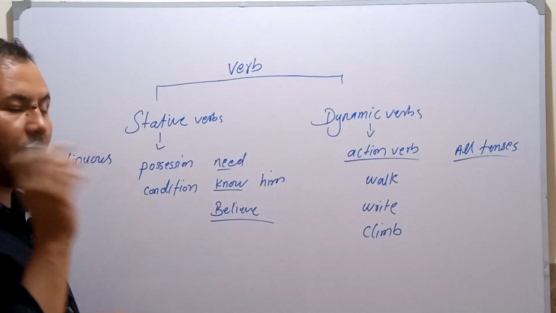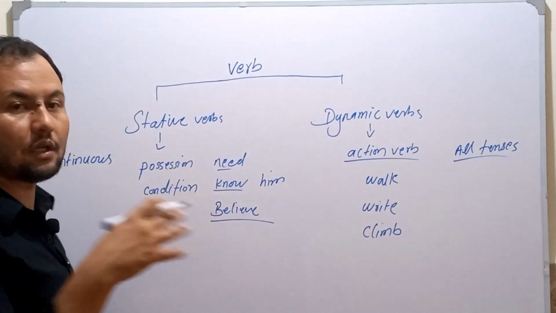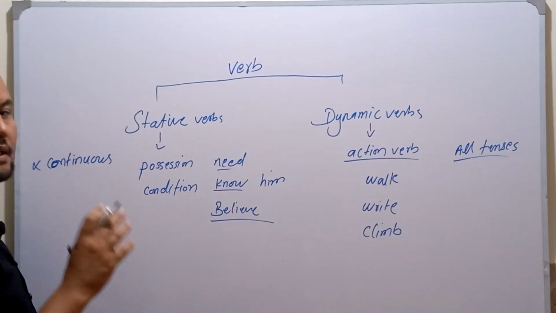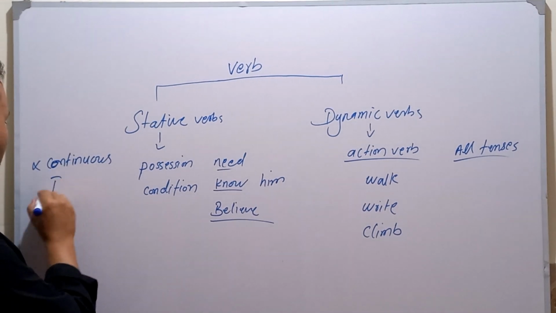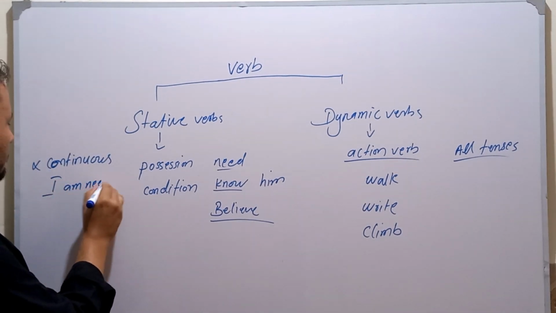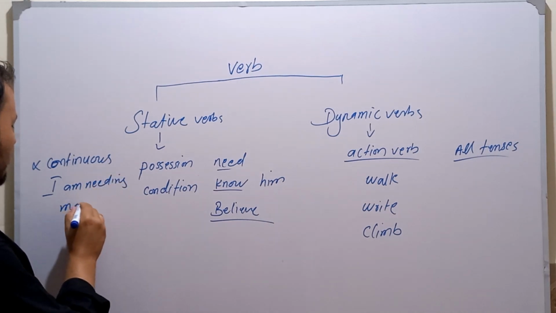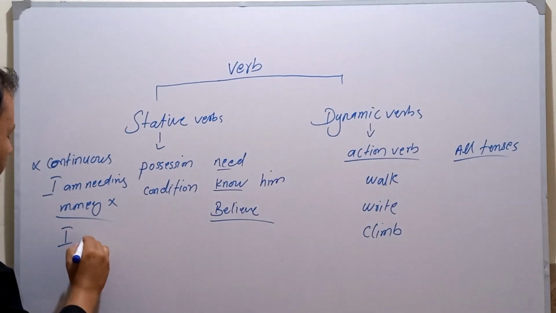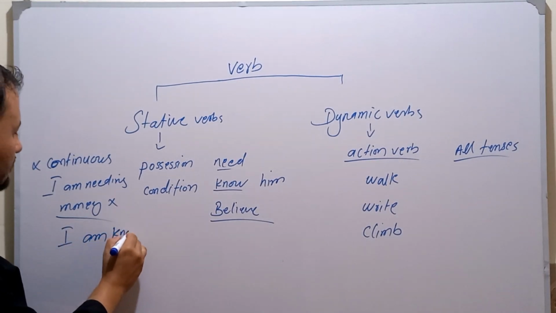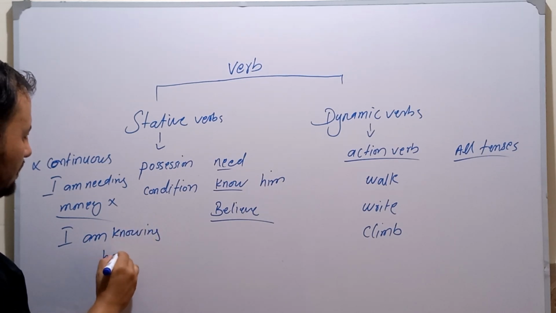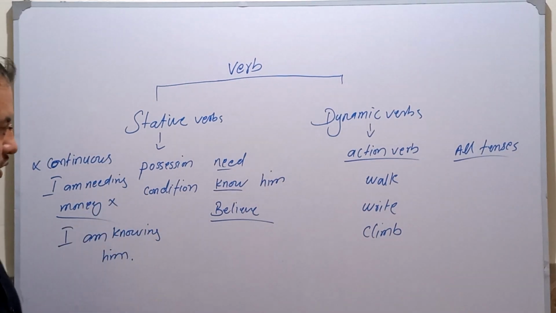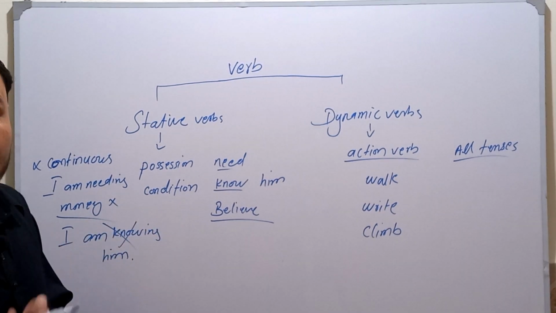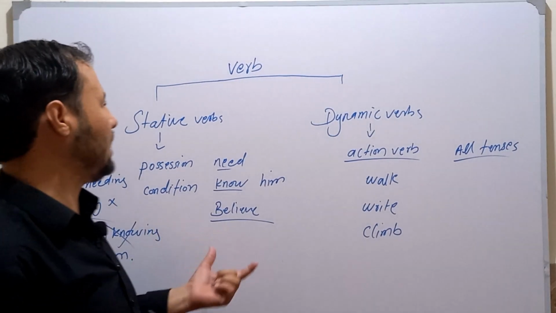Okay, stative verbs, you have to keep in mind that stative verbs cannot be used in all tenses. Especially we cannot use them in continuous tenses. In continuous tenses, we cannot use stative verbs. For example, I am needing money is wrong. Like this we cannot say. Or for example, I am knowing him. These kinds of sentences are wrong. We are not supposed to use them in progressive, but we can use them in simple tenses and participle tenses. So they are called stative verbs.